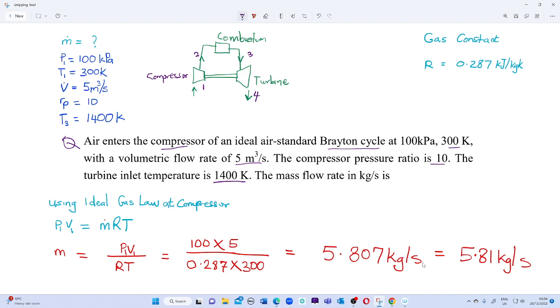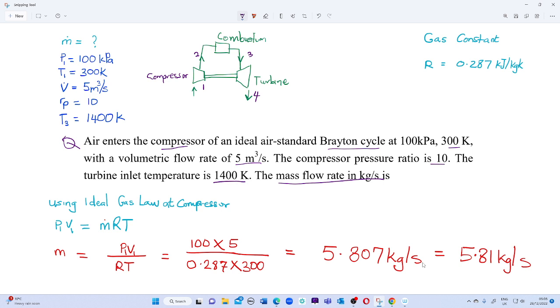Now, calculate the mass flow rate. We are asked to calculate the mass flow rate from this question. Now, let's read through it again. Air entered the compressor of an ideal air standard Brayton cycle at 100 kilopascal, 300 Kelvin, with a volumetric flow rate of 5 meter per second. The compressor pressure ratio is 10, while the turbine inlet temperature is 1400 Kelvin. The mass flow rate in kilogram per second is what?